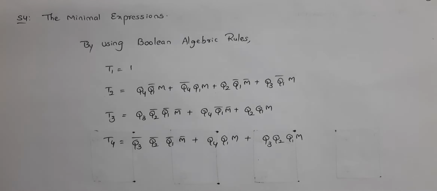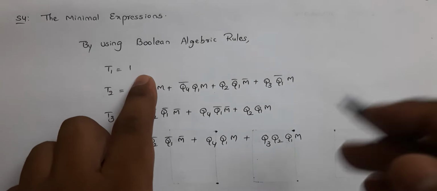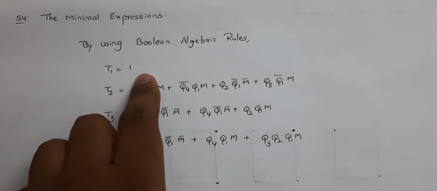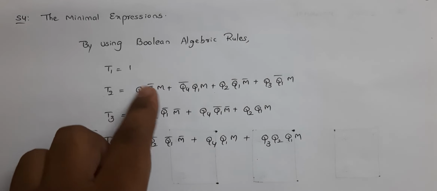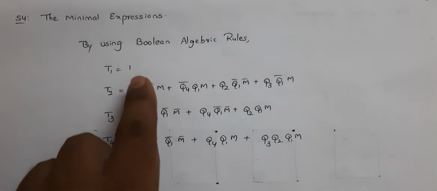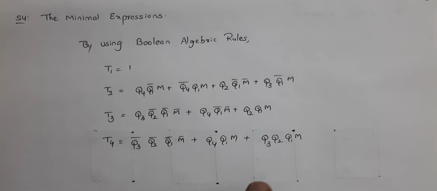Okay, and here I am not minimizing, I am writing directly. You should practice. Here the minimal expression for T1 is equal to 1. This is simplified by using minimization laws. In our second unit, there are Boolean algebraic rules. By using those Boolean algebraic rules, I am minimizing these expressions T1, T2, T3, T4, and obtaining them in terms of present state outputs, that is Q4, Q3, Q2, Q1, along with mode signal M. So these are the expressions.